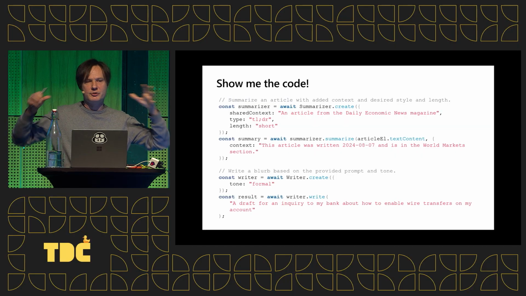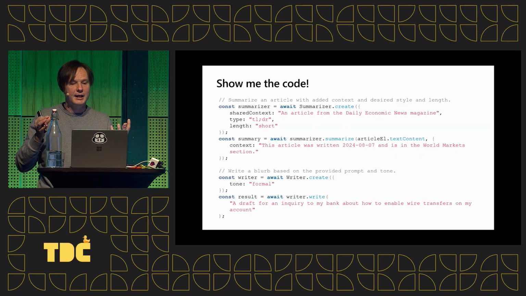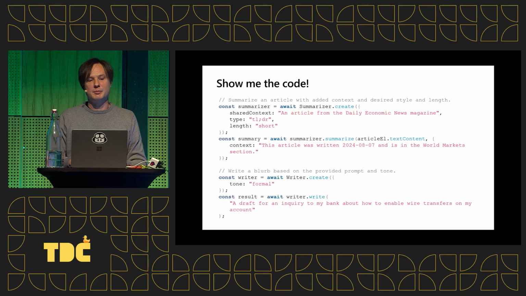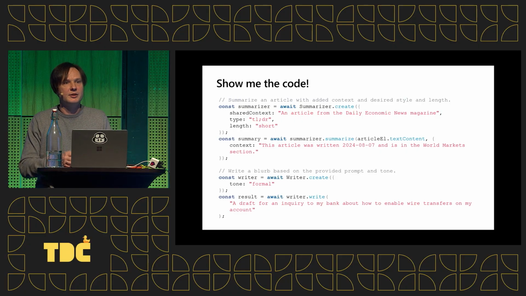And the code looks like that. You have a set of objects like summarizer, writer, translator, prompt that are just part of the window object in JavaScript. It was initially part of the window.ai object, but it was generalized, simplified. And, well, you just write a couple of lines of code, and it just magically works.